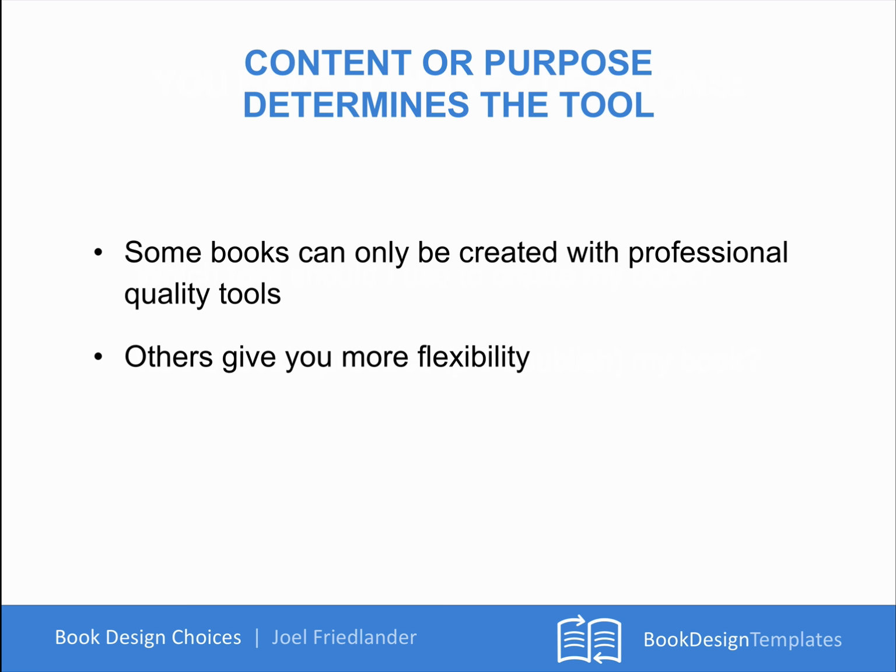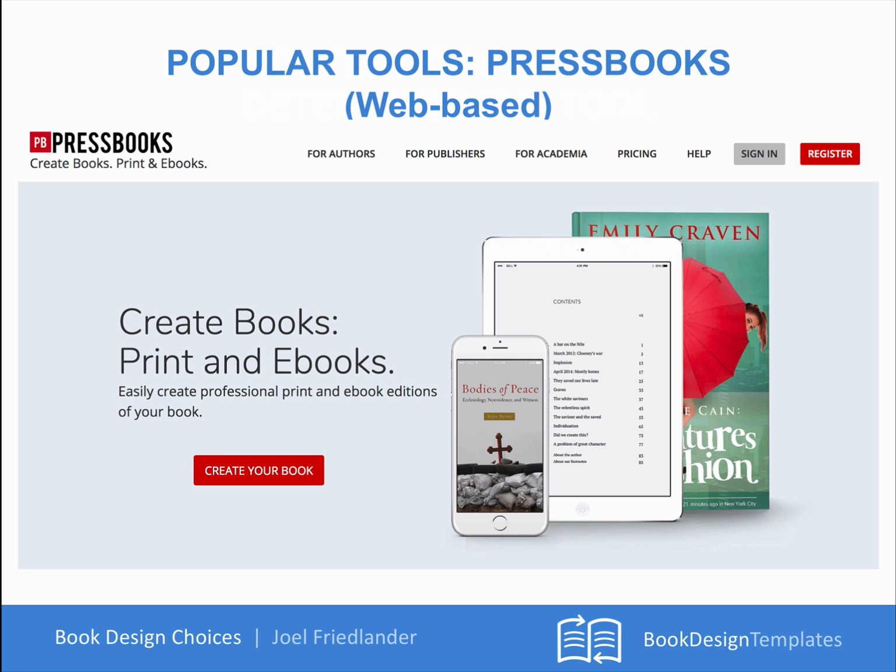Now, I think the content of your book or the purpose to which you're going to put that book, the reason you're publishing it, really kind of determines the tool that you use to create it. You know, there are books, and I'm going to show you some later in this presentation, that really can only be created with professional quality tools. And while many other books, and perhaps the majority of books, for instance, most fiction, can be produced in many different ways with different kinds of tools because they're less demanding. So what do I mean by that?